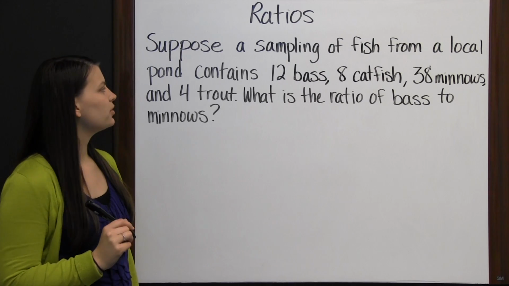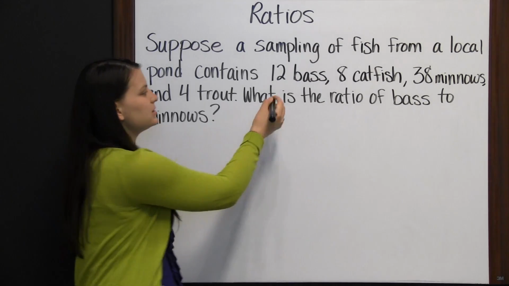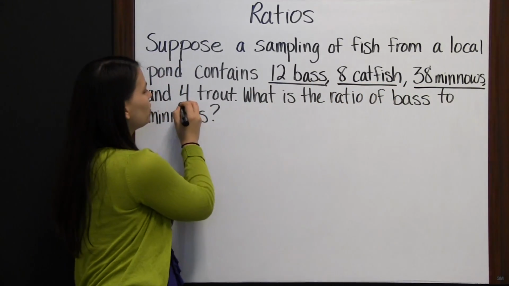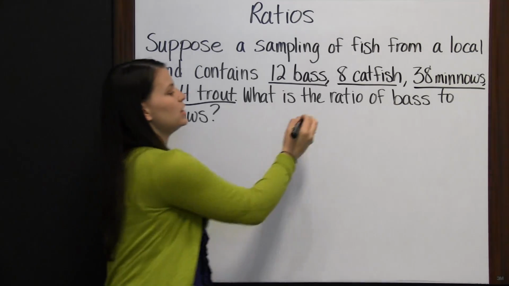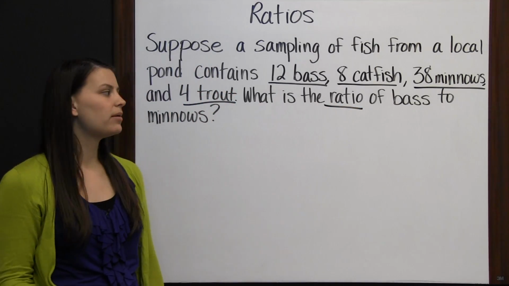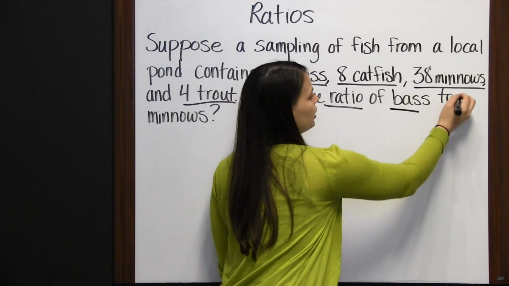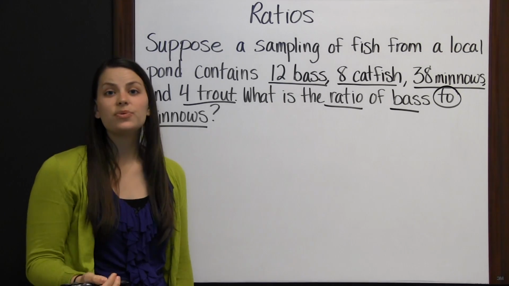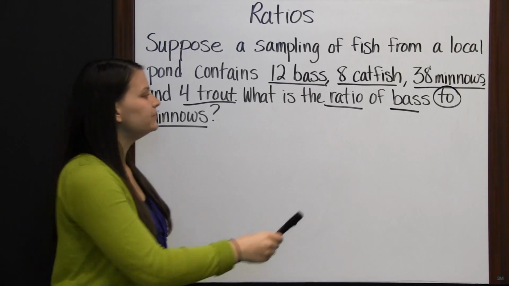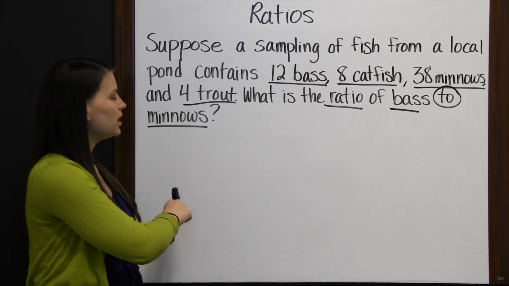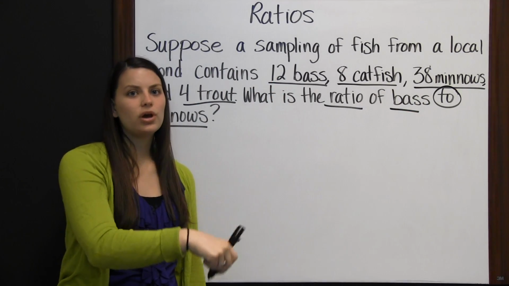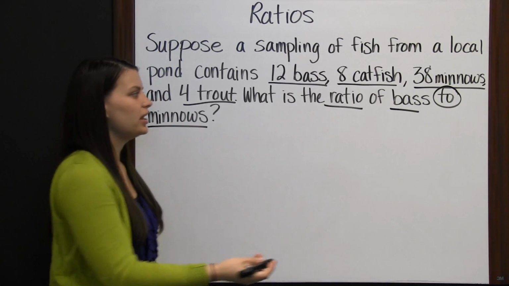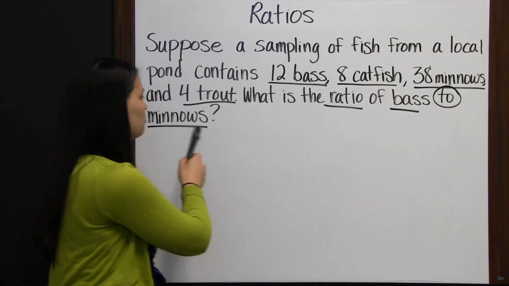Suppose a sampling of fish from a local pond contains 12 bass, 8 catfish, 38 minnows, and 4 trout. What is the ratio, so the comparison of two numbers, of bass to minnows? Now, when they ask you this question, they're telling you exactly how to set your ratio up. Since it says bass to minnows, we read left to right. We also read from top to bottom. Since a ratio is a fraction, then they're telling you what your numerator should be and what your denominator should be.